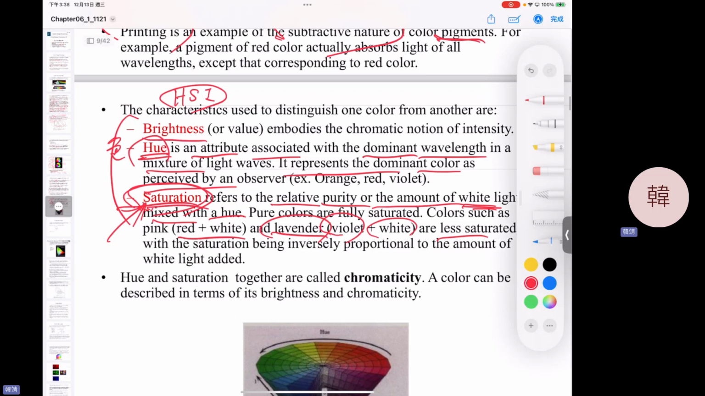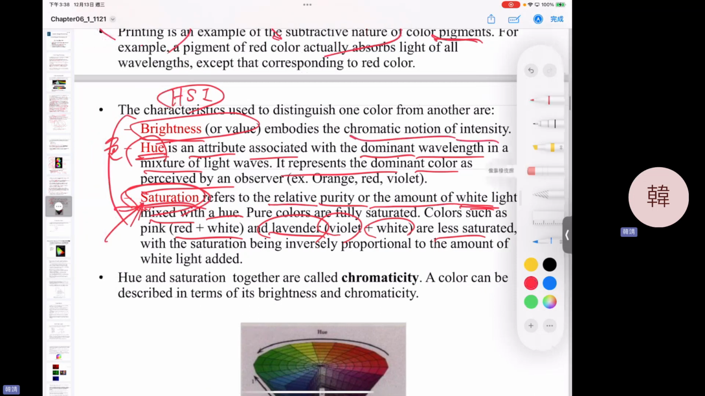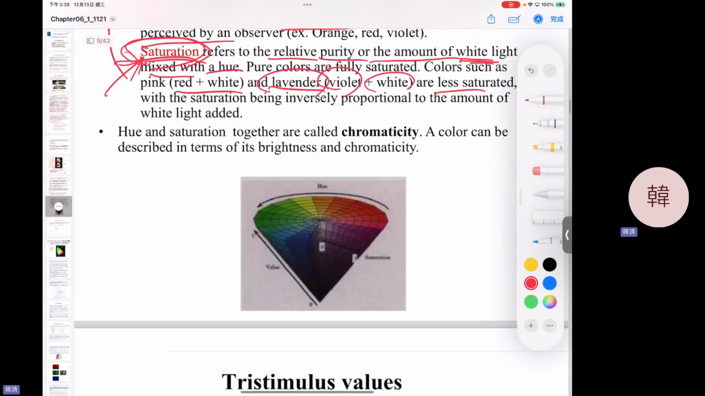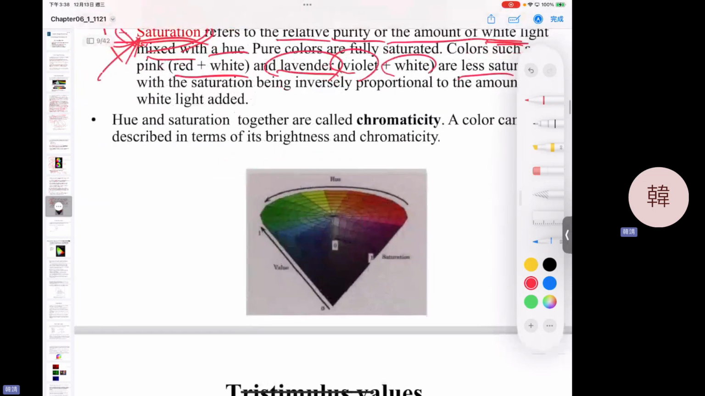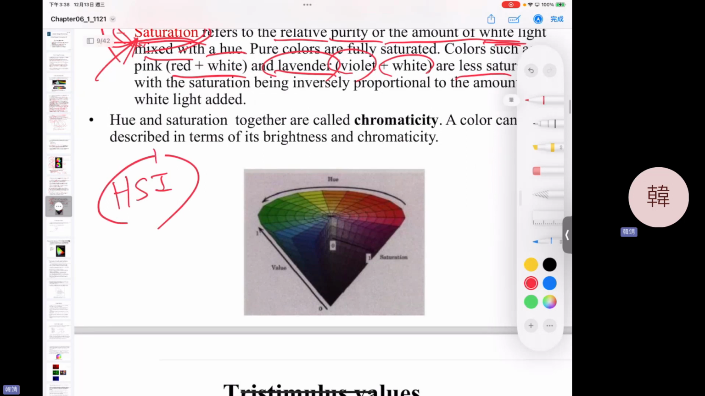The next one is the brightness, or the value. We call it intensity. It is the achromatic notion of the intensity: what's the intensity of this color. So we use this color model to describe color. We call it the HSI model: hue, saturation, intensity. Actually, sometimes intensity is the brightness of your color.